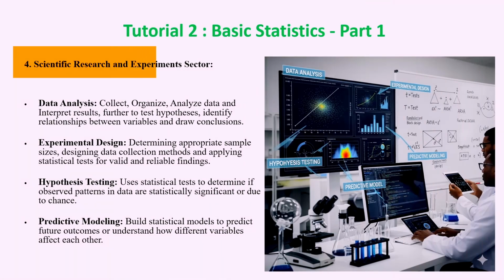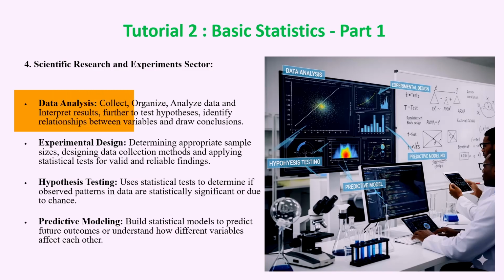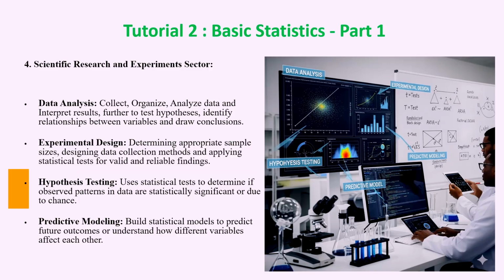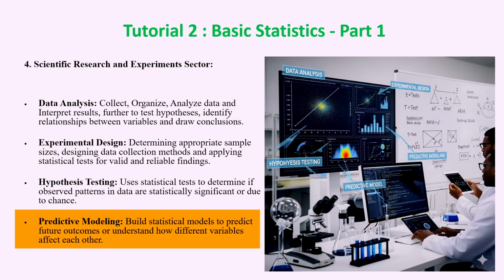Fourth is the scientific research and experiment sector. Data analysis uses statistical methods to collect, organize, analyze data, and interpret results. Further, to test hypotheses, identify relationships between variables, and draw conclusions. Experimental design uses statistics in determining appropriate sample sizes, designing data collection methods, and applying statistical tests for valid and reliable findings. Hypothesis testing uses statistical tests to determine if observed patterns in data are statistically significant or due to chance. Predictive modeling builds statistical models to predict future outcomes or understand how different variables affect each other.